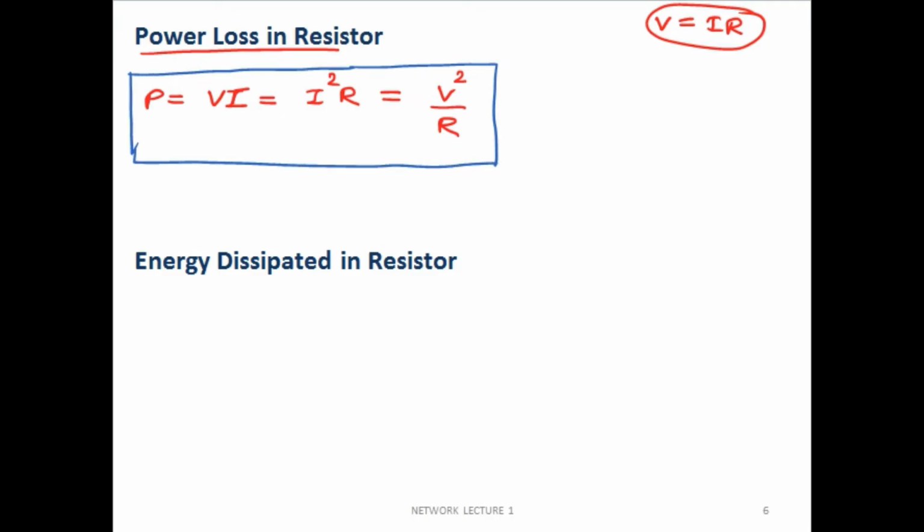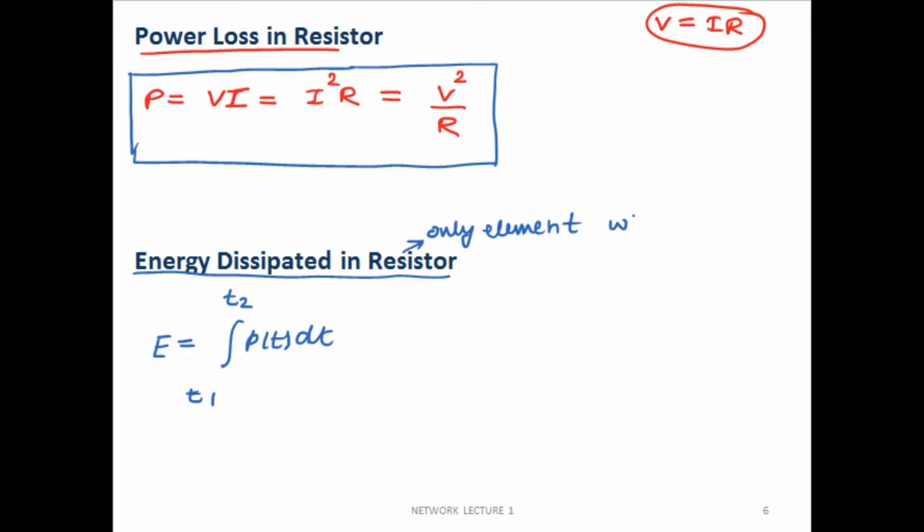Now let us see the energy dissipated in the resistor. So resistor is the only element across which power is dissipated. Okay, and the amount of energy dissipated is given by integration of power with respect to time, that is from t1 to t2. Resistor is the only element which dissipates power, and other elements like inductor or capacitor store the energy.